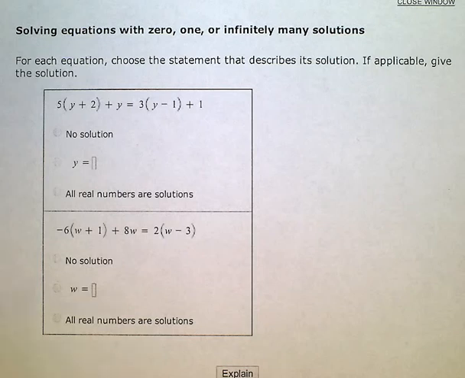Solving equations with 0, 1, or infinitely many solutions. For each equation, choose the statement that describes its solution. If applicable, give the solution. So I have two equations here.